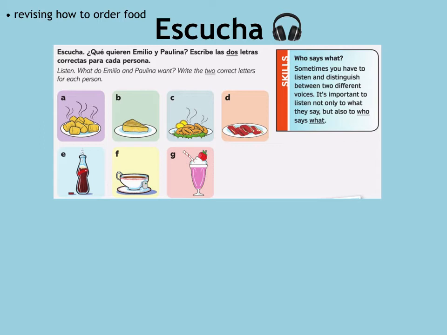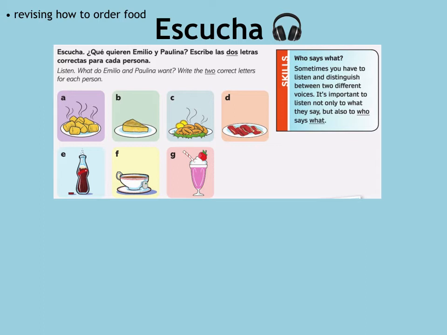Okay? Now, little tip, skills, who says what? Sometimes you have to listen and distinguish between 2 different voices, and it's important to listen not only to what they say, but also to who says what, because you won't get it right if you just bung down all the letters. I need to know, what does Emilio want and what does Paulina want? So listen for their 2 different voices, okay? You'll hear each one twice as usual. Okay, buena suerte. Escribe las 2 letras correctas para cada persona.